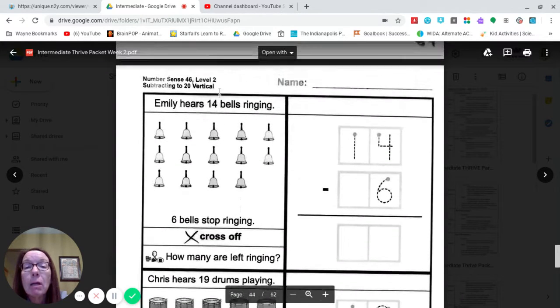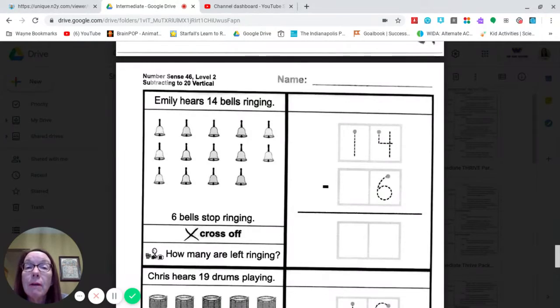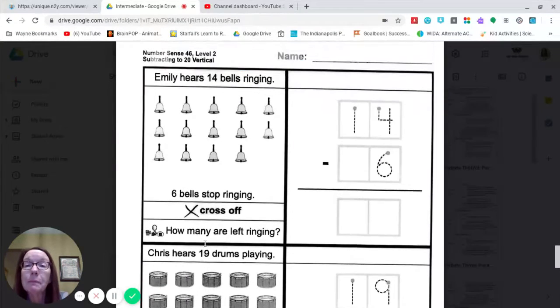Okay. So again, you can write your name at the top if you would like that opportunity to practice writing your name. If you can, remember to make a capital first letter and then lowercase for the rest. And also be sure to take a picture of it when you're finished so that I can see your work. Oh, when we get to the part where we're crossing off, use your pen or your marker to cross off your bells, or your drums in this problem.